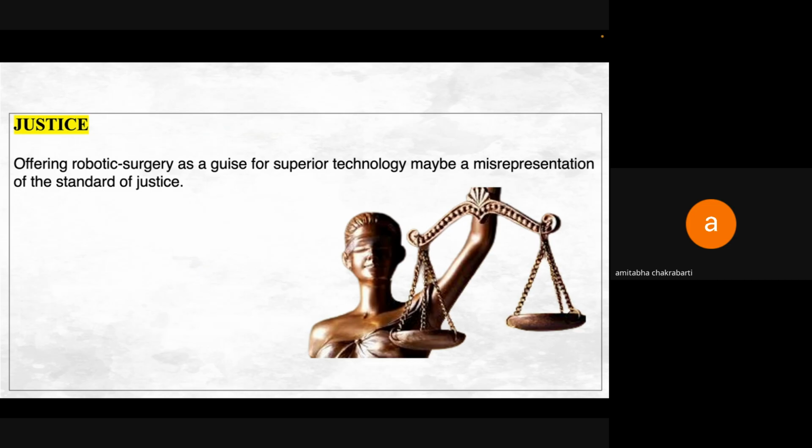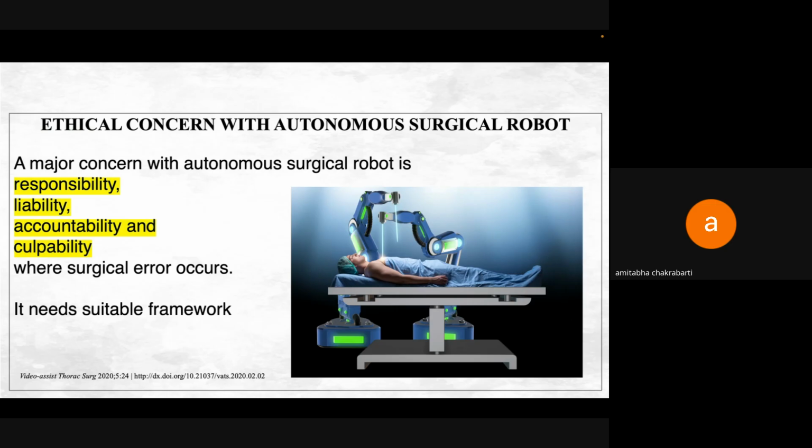Robot is a superior technology. Superior technology is not equal to justice, and may be a representation of the standard of justice, not necessarily a superior technology. Saying that because it is superior technology, it should be practiced, is a wrong understanding of robotic practice.